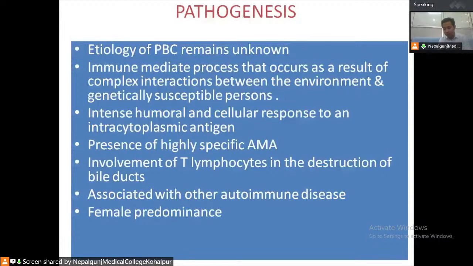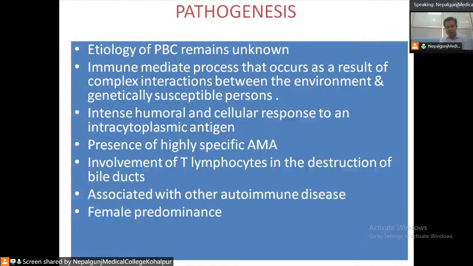Now, pathogenesis. As I have already told you in the introduction, this is an autoimmune disease, but the exact cause is unknown. We don't know why, but the evidence supports that this is an autoimmune disease. Autoimmune disease basically occurs in susceptible individuals. They have genetic defects, and the environmental factors. So when susceptible individuals come across environmental antigens, they may have chances of developing the autoimmune disease.